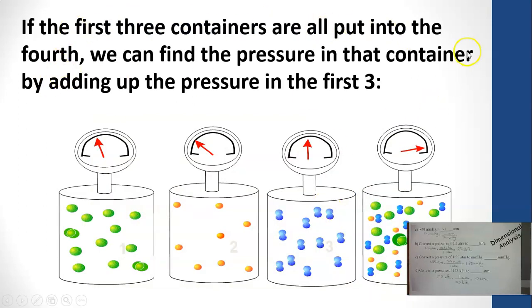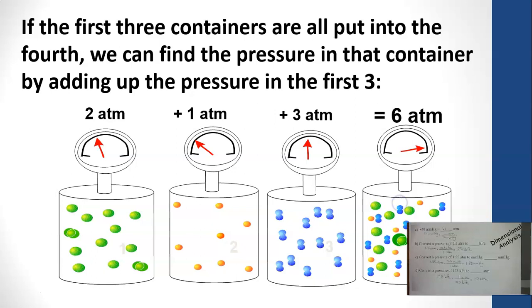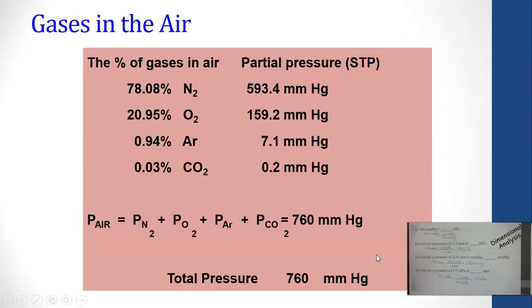If the first 3 containers are all put into the 4th, we can find the pressure that's in the container by adding up the pressure in the first 3. So here's our first 3 containers. Okay, if I have 2 atmospheres in this container, 1 atmosphere in this container, and 3 atmospheres of pressure in this container, what would be in this final one? All you're doing is adding them together. Right, 6 atmospheres of pressure would be in this container when we put all of these into the same container.